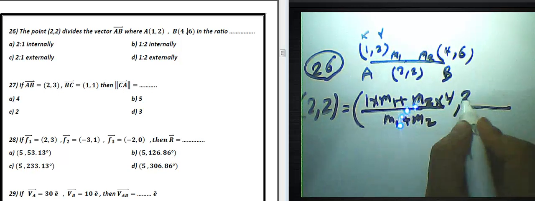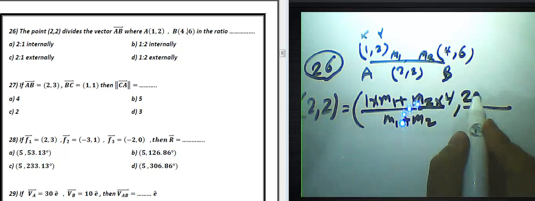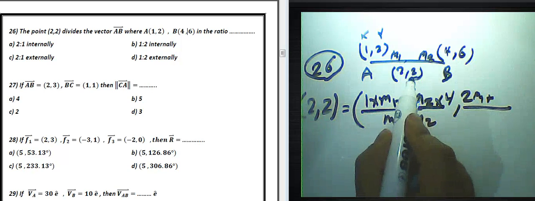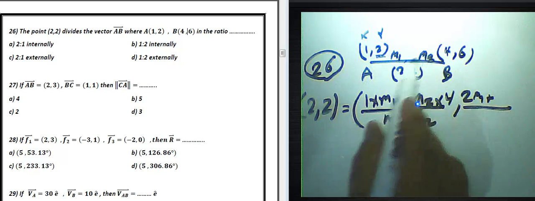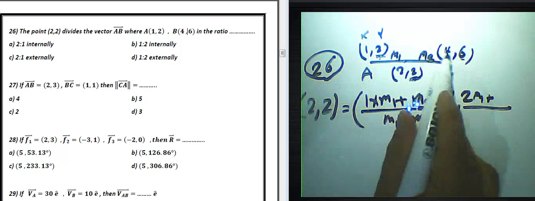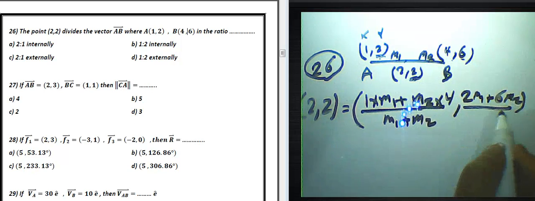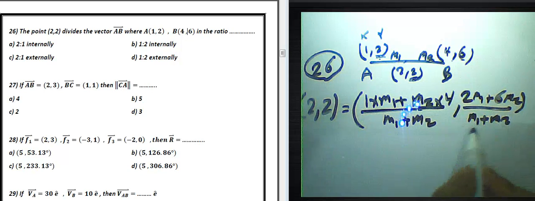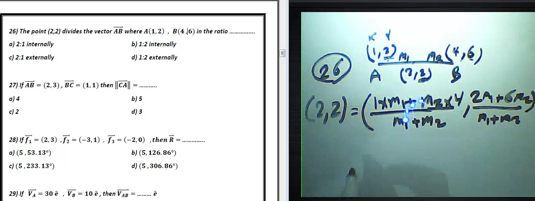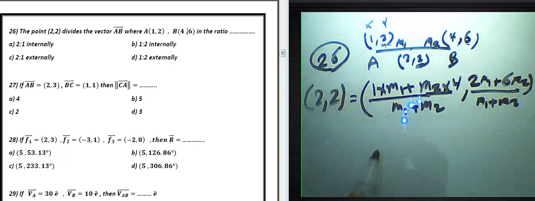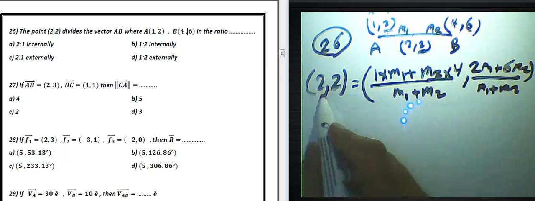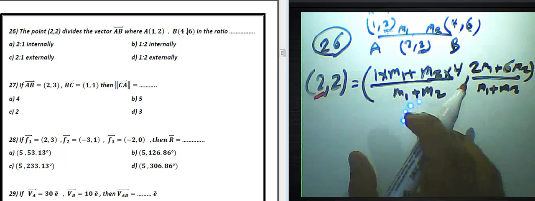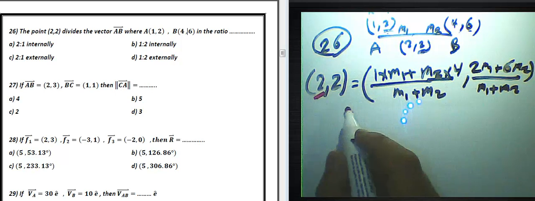And the second coordinate is 2 multiplication M1 plus 6 multiplication M2 over M1 plus M2. It will be equal to 2 and 2. You can find the ratio between M1 and M2 by using first projection with first projection or second projection with second projection, as you like. Okay, you can find first by first and solve the equation, or second by second, as you like. The result will be positive.